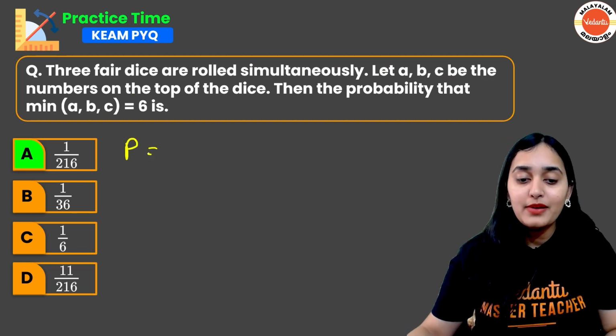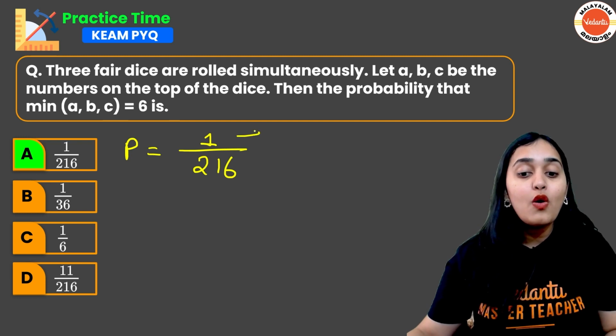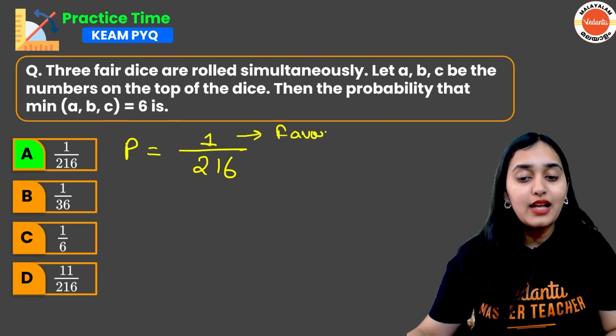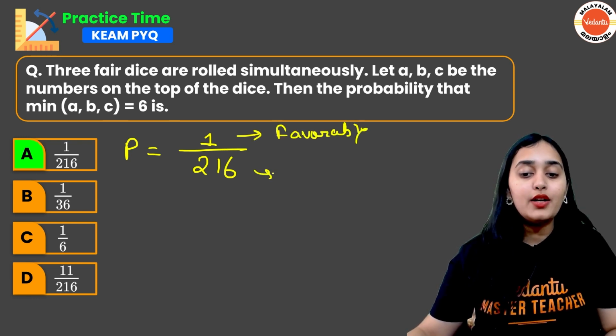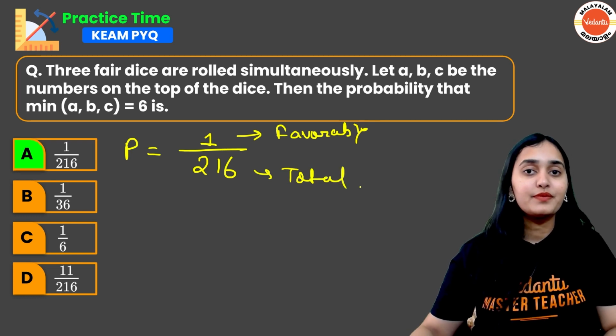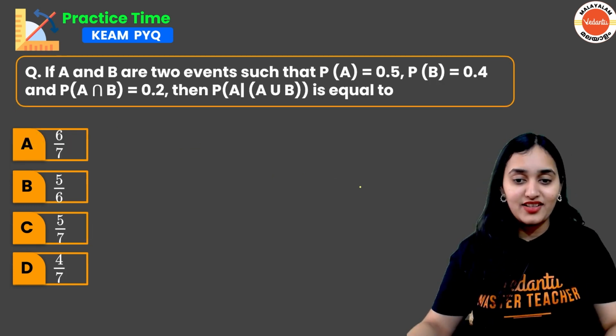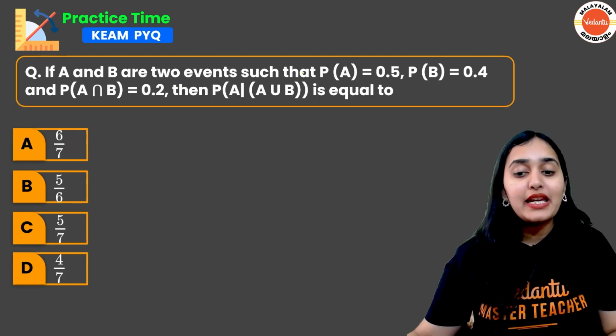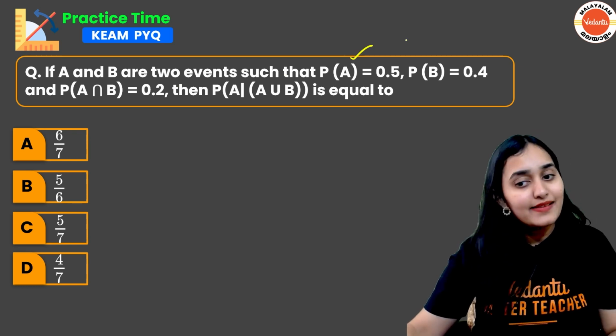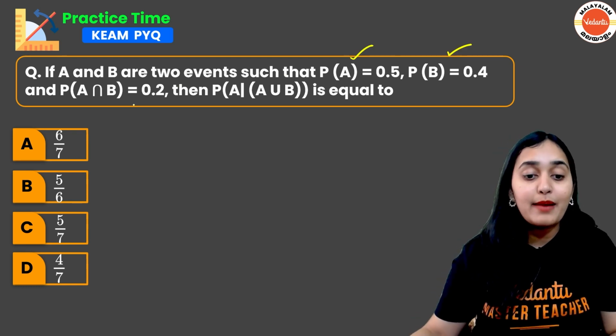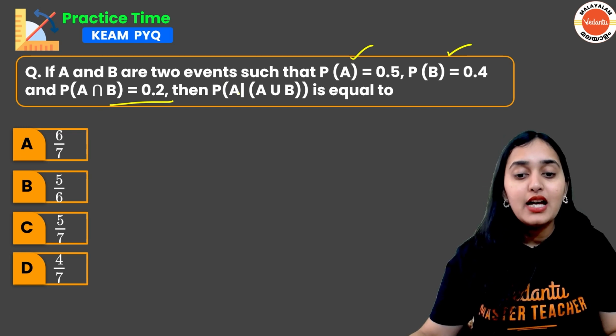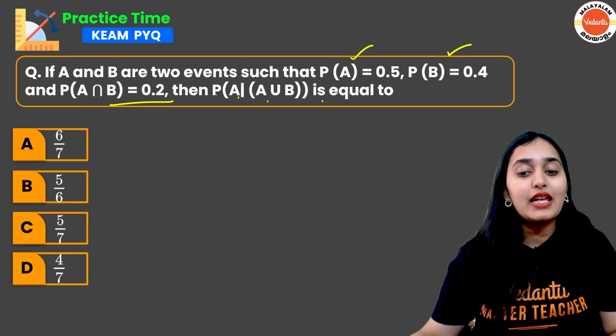So, our probability is 1 out of 216. Only one favorable outcome upon total outcomes. Clear? Next question. If A and B are 2 events such that probability of A is given, probability of B is given, probability of A intersection B is given, they want probability of A given A union B.